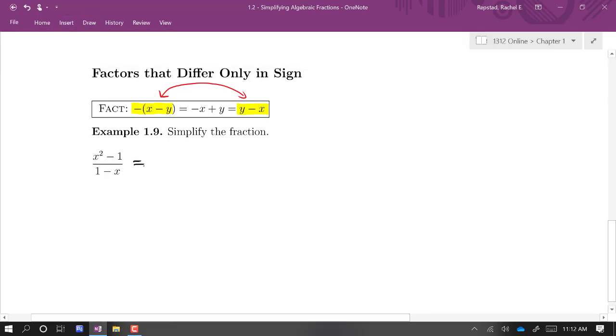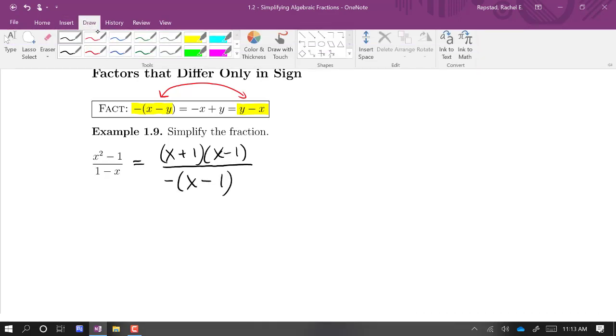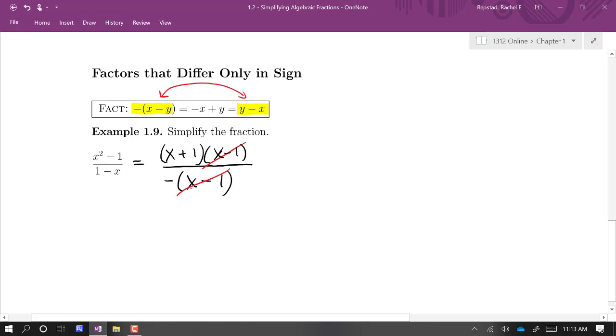Let's simplify this fraction. So we have a difference of squares up top, x plus 1, x minus 1. On the bottom, we have this 1 minus x. Now right off, I see I've got this x minus 1 in the numerator. So I'm going to go ahead and factor out a negative. That's the negative of x minus 1. Now I can cancel the x minus 1 factors.